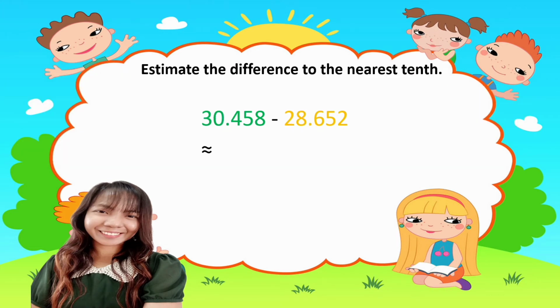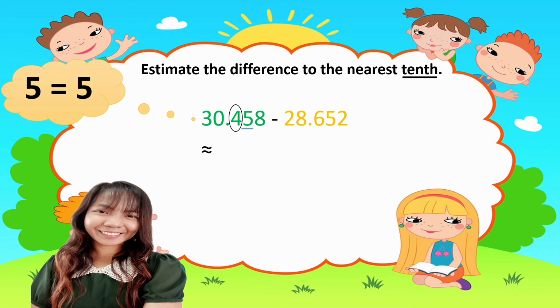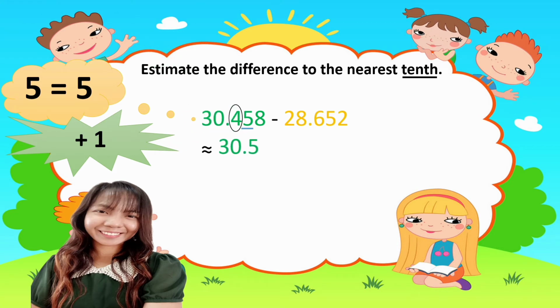Estimate the difference to the nearest tenth. So we have here 30.458 minus 28.652. The tenths place is here, the number 4. The next number is 5. 5 is equal to 5, which means you have to add 1. So 4 plus 1, 5. So the number is 30.5.